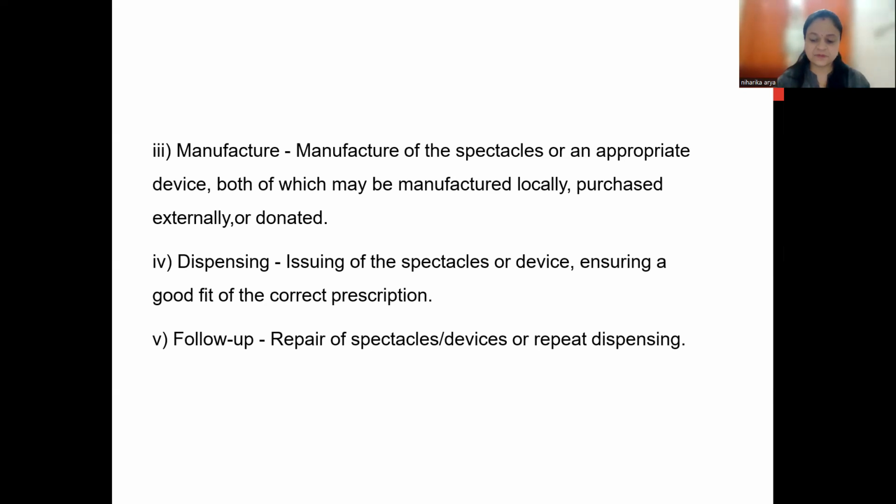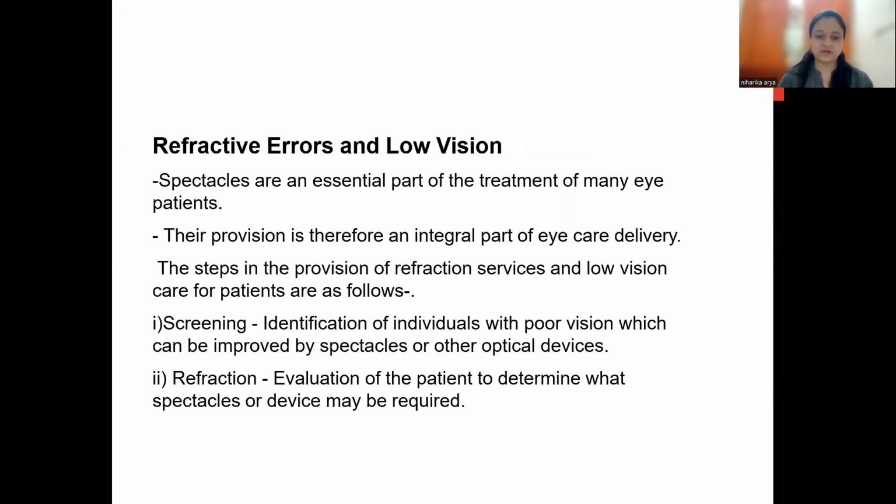So these are the steps for the provision of refractive services. First, we have to screen the community to identify individuals with poor vision, which can be corrected with spectacles or other devices. After identification of the individual comes the refraction procedure. In refraction, we evaluate the patient to determine what type of correction and device may be required.